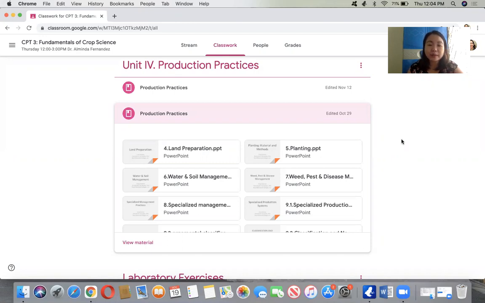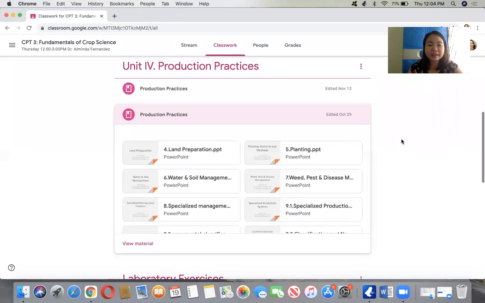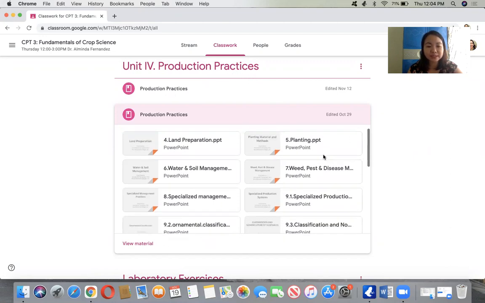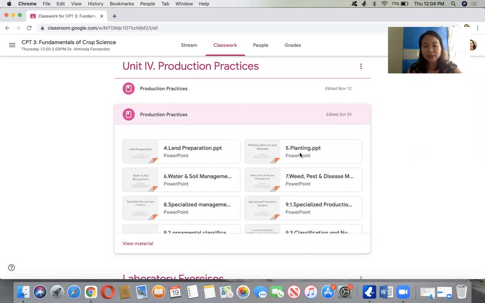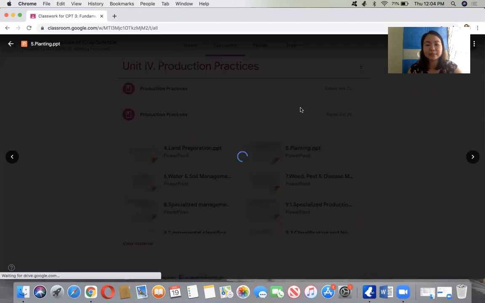At this point, we are now on day 11 of our class, which is under Unit 4, Production Practices. We will now continue discussing the chapter on planting.